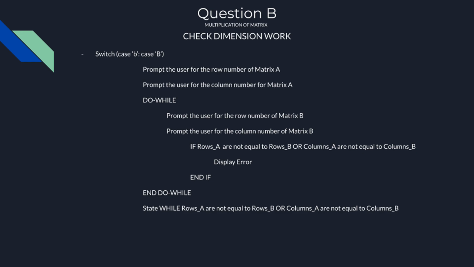Inside of this do while loop, we added an if condition. It's basically saying the same thing. If the rows are not equal and the columns are not equal, it will display an error, and then it will end the if condition, and then we'll move to the next thing. If the matrices have the same columns, then it will get out of the loop and move to the next step.